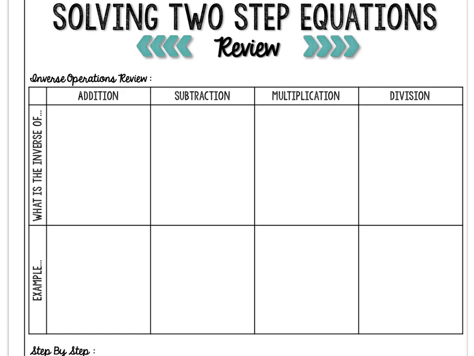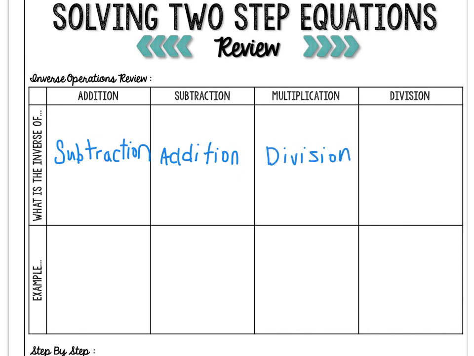Before we go into solving multi-step equations, we need to review solving 1- and 2-step equations. The main idea in solving equations is to use inverse operations. So what is the inverse of addition? Subtraction. The inverse then of subtraction is addition. The inverse of multiplication is division, and the inverse of division is multiplication.